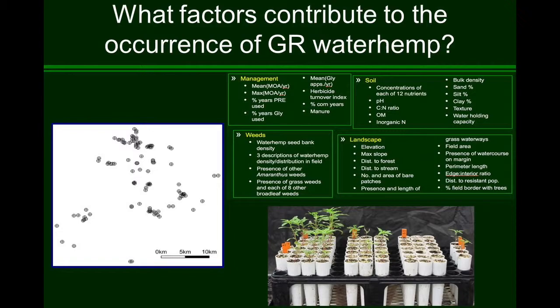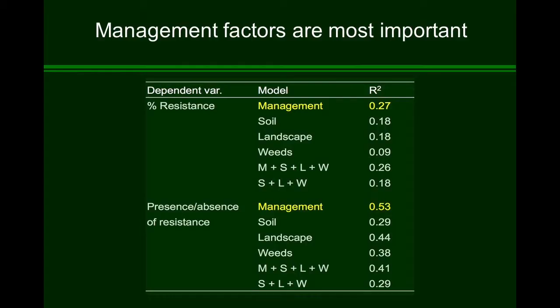In this bottom right photo, I'm showing one field where there was a high level of glyphosate resistance, one field with a lower, moderate level of resistance, and then over here is a field with no resistance. So we took this as our response variable, glyphosate resistance, and looked at all of these factors to see which ones were associated with resistance. Some of the results, and I'll go through this fairly quickly: the first result I'll mention was that of all these factors we looked at, management, soil, landscape, weeds, management came out as being most associated.